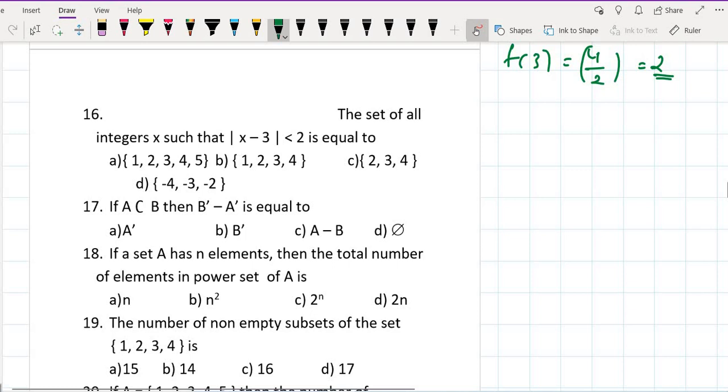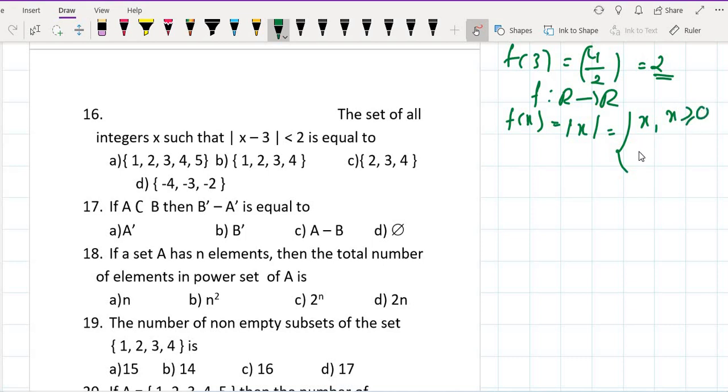Consider question number 16. The set of all integer x such that mod of x minus 3 is less than 2. You have to find the value of x now. Okay. Now, listen to me. According to the definition of modulus function, a real valued function f from R to R defined like this, f of x equal to mod x. That means it is x when x is greater than or equal to 0. It is minus x when x is less than 0.